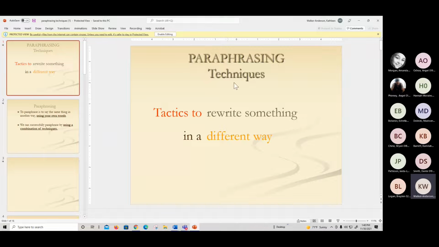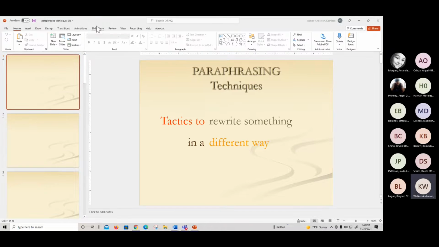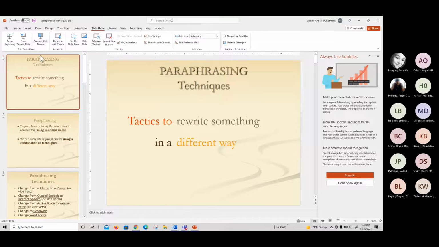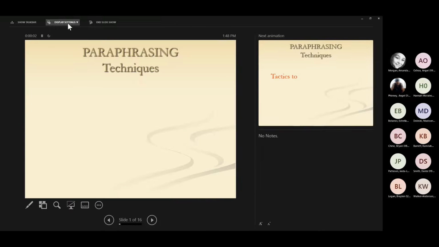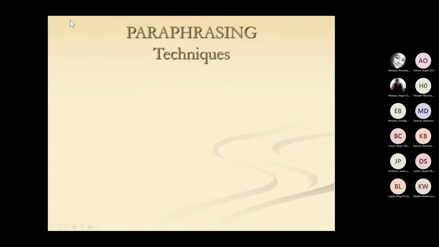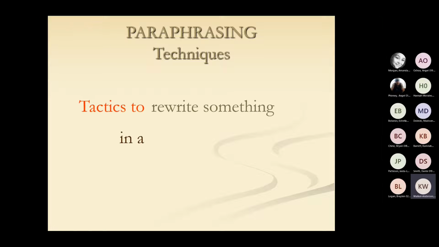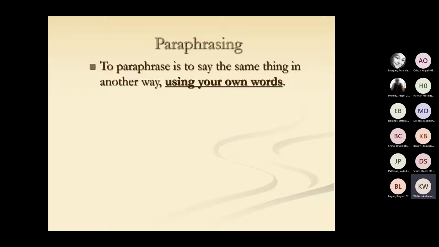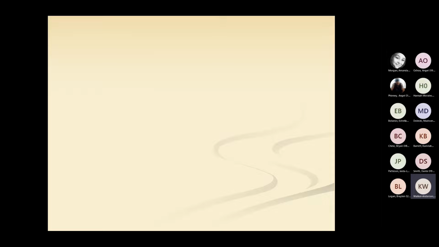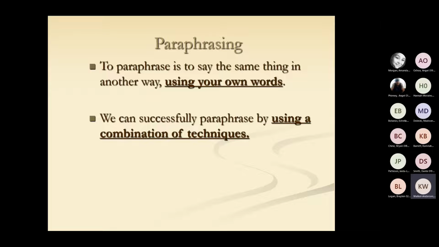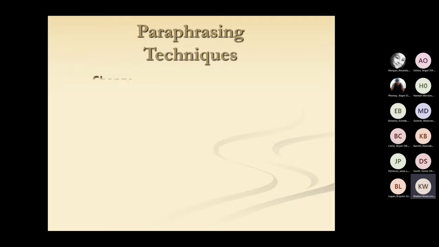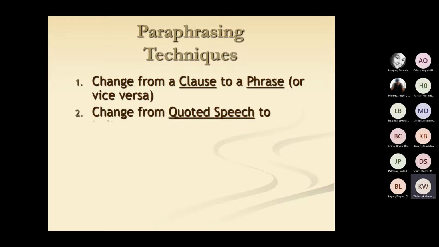All right, so tactics to rewrite something in a different way. And I'm just going to go through these quickly and then let you view them as needed. Okay, so paraphrasing techniques: it's a way to rewrite something in a different way, not using the author's original words. When you paraphrase, you say the same thing in another way, use your own words, and you want to use a combination of techniques. The most common is to use synonyms and then change the structure of the sentence. But there's at least 5 or 6 different things.